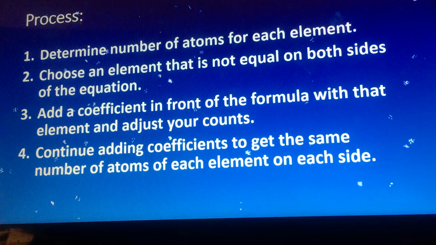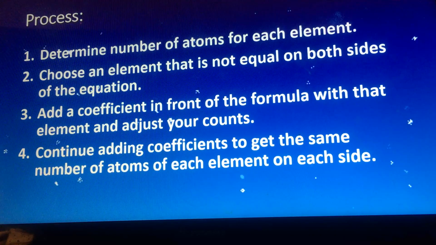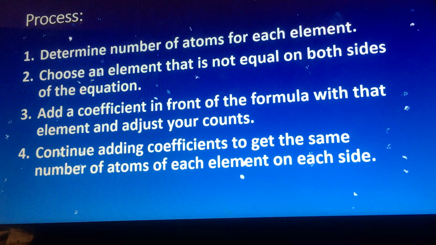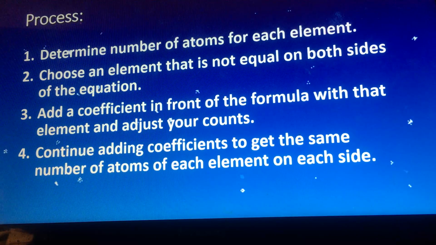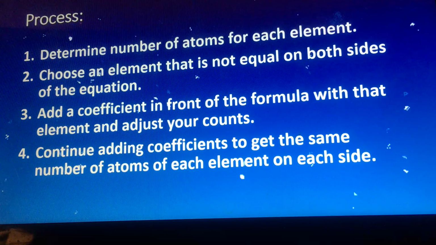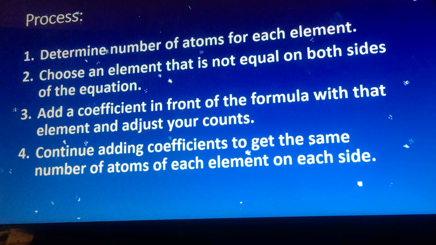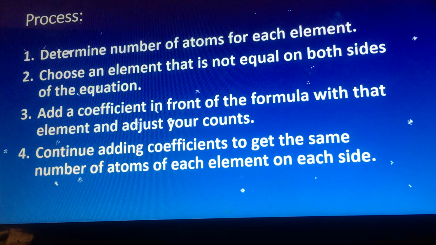So the process involved in this includes 4 steps. The first, you need to determine the number of atoms for each element. Then choose an element that is not equal on both sides of the equation. Add a coefficient in front of the formula with that element and adjust your counts. And then finally, continue adding coefficients to get the same number of atoms of each element on each side.